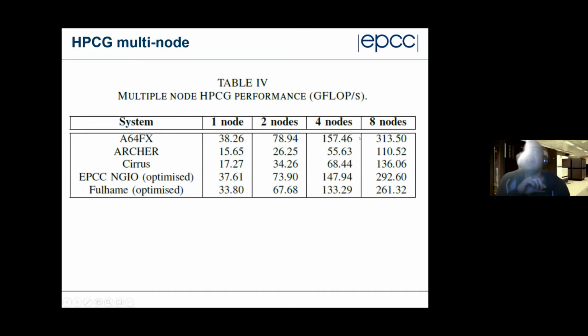But you can see here that whilst this optimized EPCC NGIO system is comparable in performance on one node to the A64FX, when we scaled up to 8 nodes, there's a bit more of a gap between them. So the A64FX is showing really quite good sustained performance going out across the network as well, which is great to see.